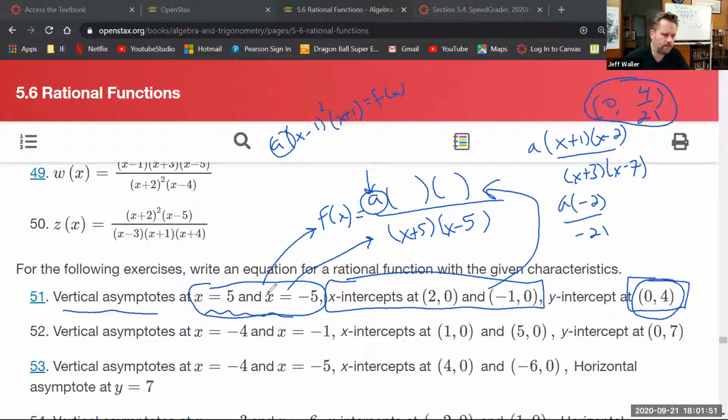So I like these kind of problems. These are backwards problems. You create the function that matches with these observations. And if you can do it backwards and forwards, then you know the material.